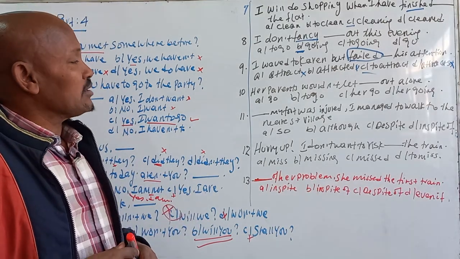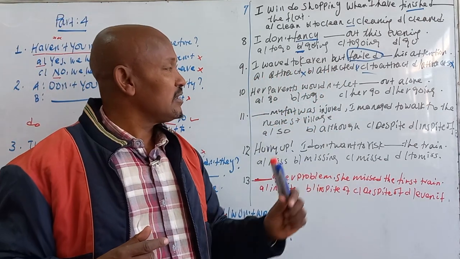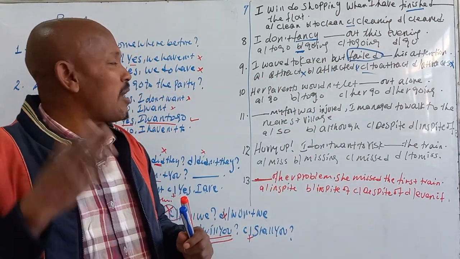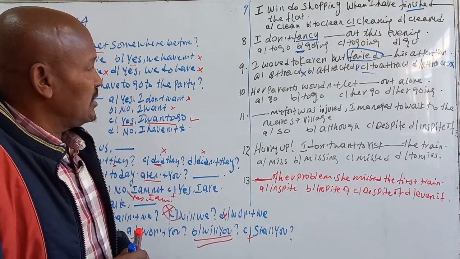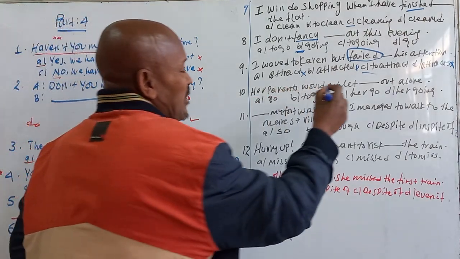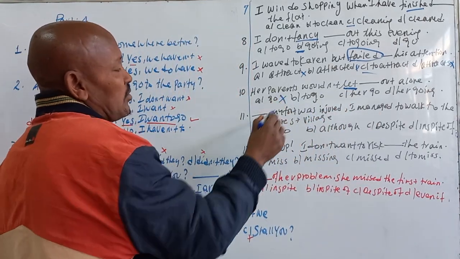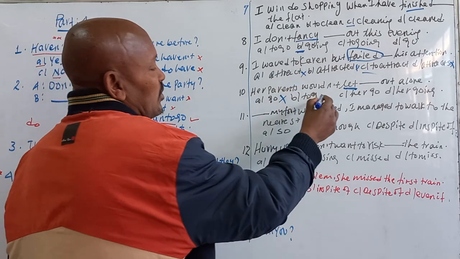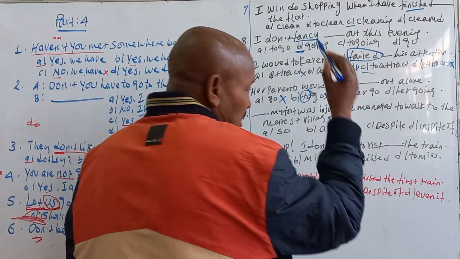And number 10, "Her parents wouldn't let her out alone." Her parents wouldn't let blank out alone. So what is the essence of the question here? Wouldn't let, what does let mean? The function of let. Let go? No, let doesn't take this word. Let her go? Yes, of course.